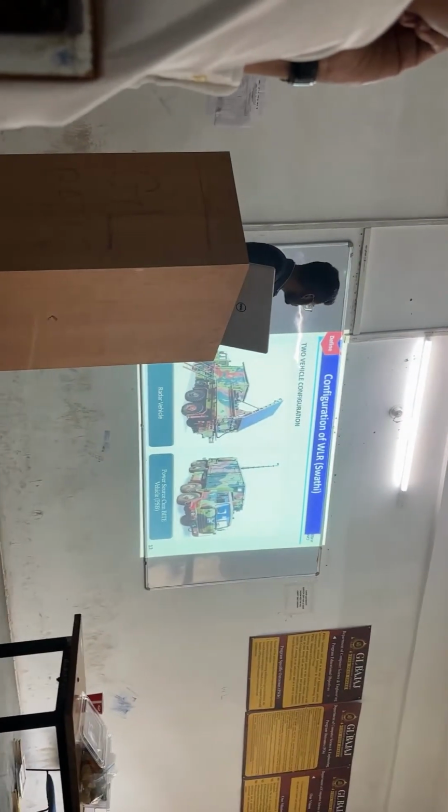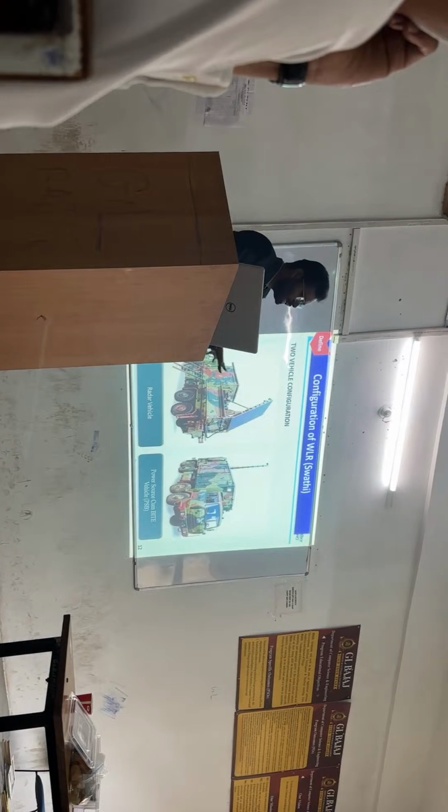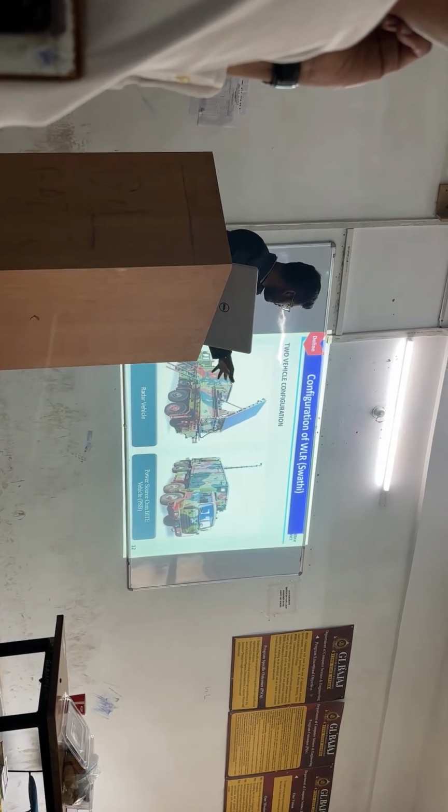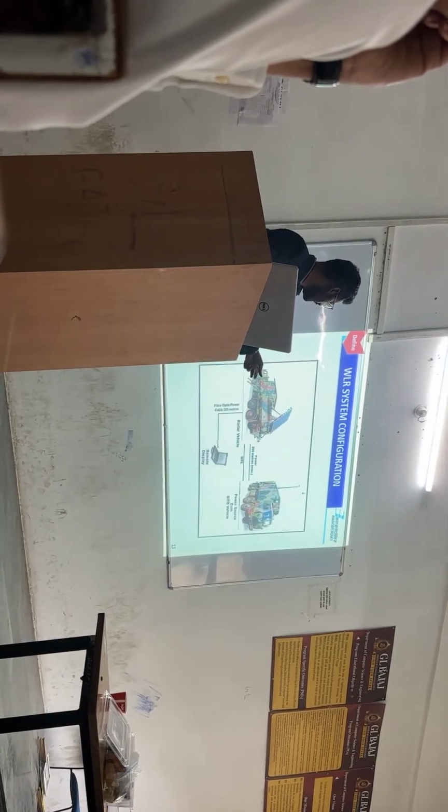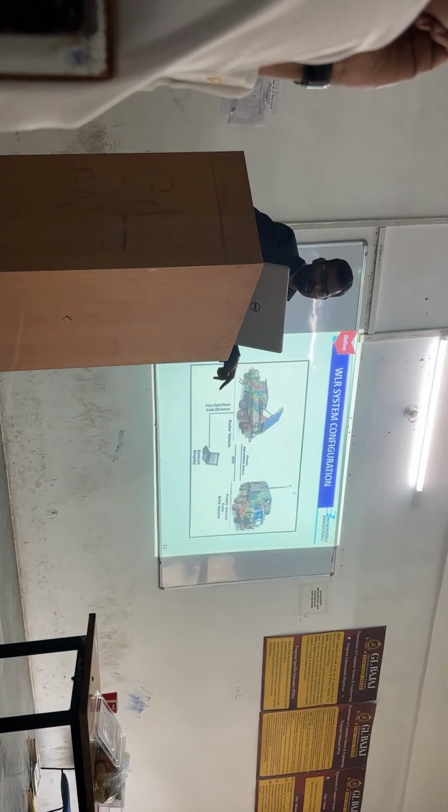So WLR has two vehicle configurations: one is the radar vehicle and the other is the power source vehicle. The radar vehicle is on the left and the power source vehicle is on the right. It can be operated remotely with the help of a remote display located at a clear distance in meters from the system.